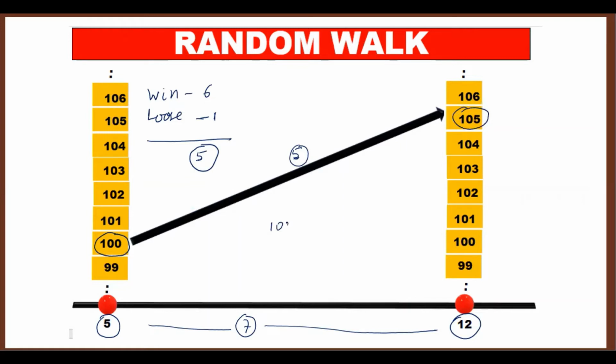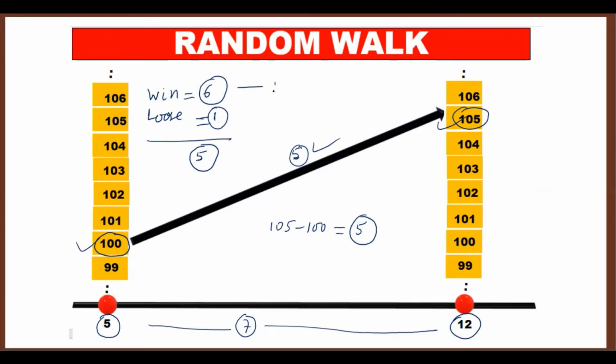Okay, so I need 5 wins out of how many moves, out of how many games? 7. So out of 7 games I have to win 6 times and lose once. So the net 5 wins I will get, 1 1 1 1 1, 5 times. So from 100 I will get 5, I will reach 105. Remember, I can lose one time, maybe first time or second time or last time, whenever.